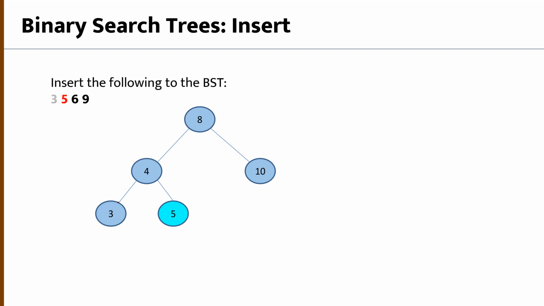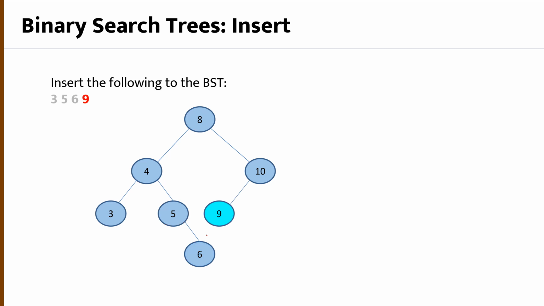Likewise, if we insert a 5, we'll start at the top again. So 5 is less than 8, we'll traverse left. And 5 is actually greater than 4 in this case, so we'll traverse right. And since this right spot is empty, we know that we can just insert the 5 here. Moving on to 6. 6 is less than 8. 6 is greater than 4, so we'll traverse right. And it's also greater than 5, so we'll traverse right again. The spot here is empty, so that's how we know we can insert it there.